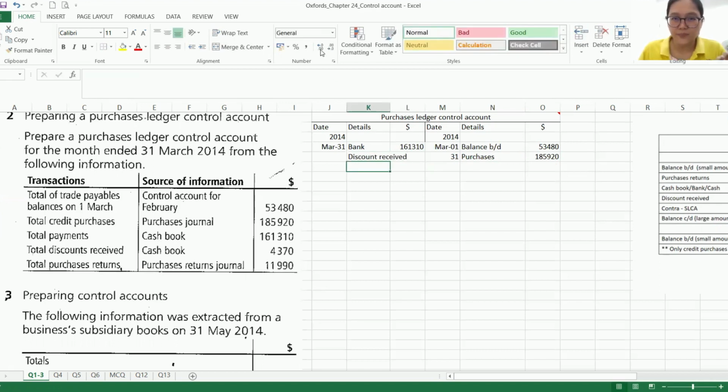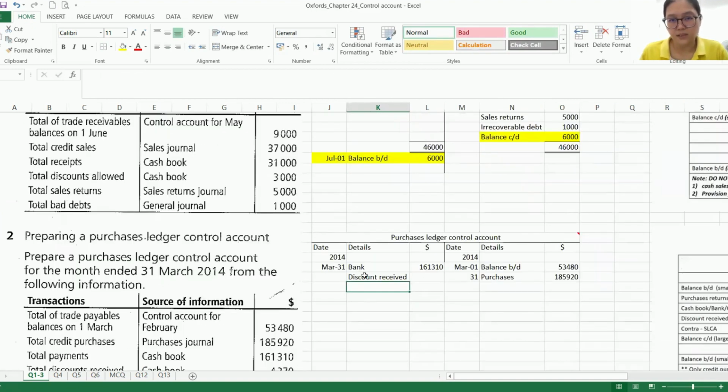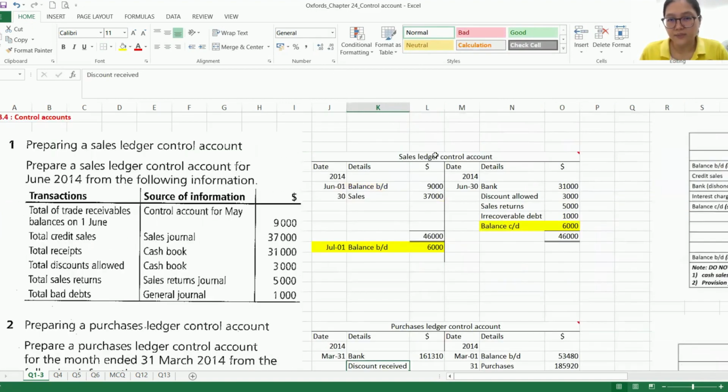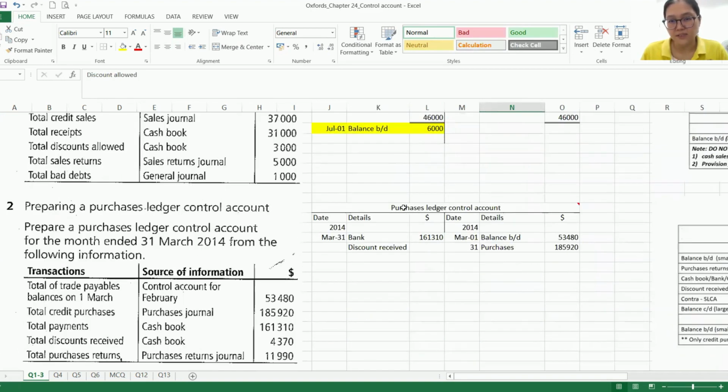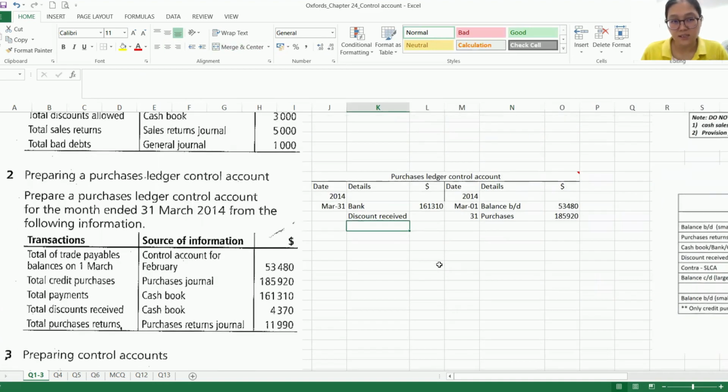Take note that the account names or details are fixed. For example, for the sales ledger control account: sales return, irrecoverable debt, discount allowed. But for the purchases ledger control account: discount received, which is the opposite. If you have any return, purchases return, it is opposite to the purchases. So always remember, purchases return and purchases account are opposite. They will not be together.